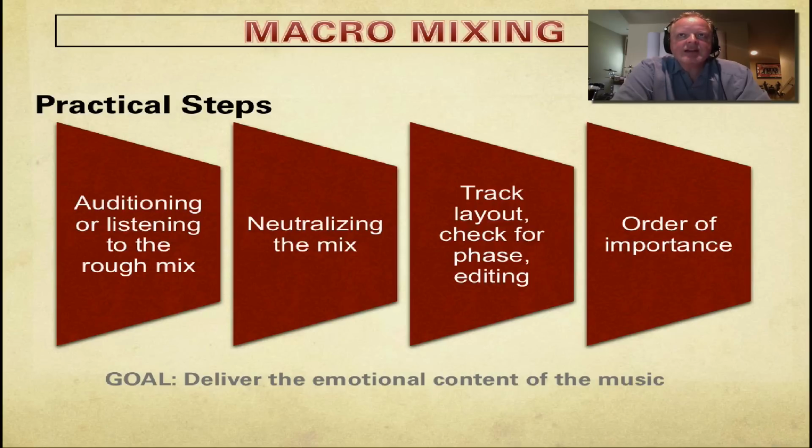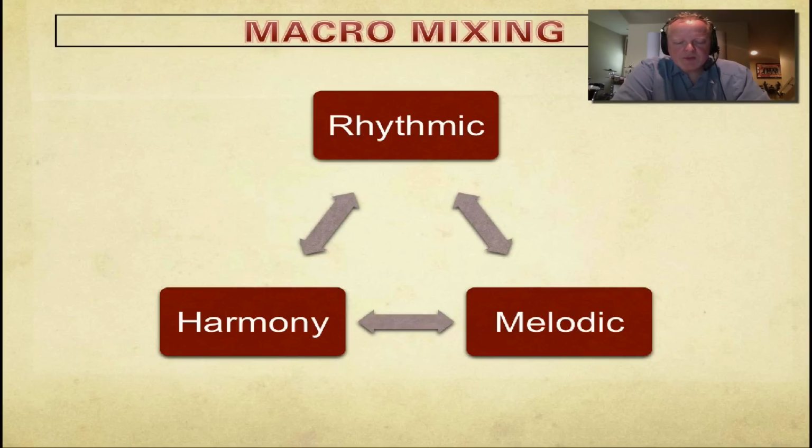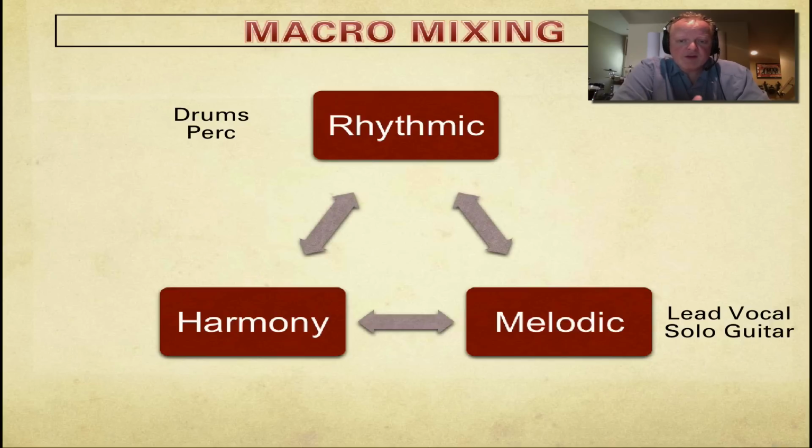Now there are 3 criteria that we can look at to label every single instrument in your track, and there's really only three. There's rhythmic, harmonic, and melodic. Now anything that's a drum or a percussion obviously falls under the rhythmic element. Anything that's a vocal usually falls under the melodic if it's a lead vocal. Now we have a lot of instruments that actually fall into multiples of these and combinations of these.